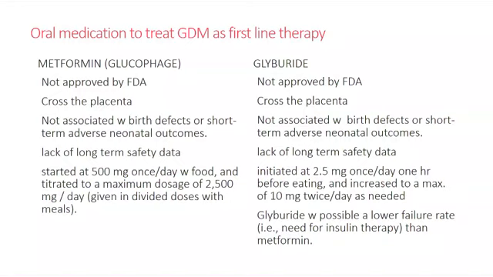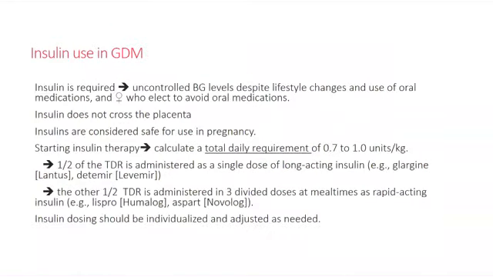And for glyburide, we start at 2.5 once per day, 1 hour before food, and increase to a maximum of 10 twice a day as needed. Glyburide will possibly have a lower failure rate than metformin. So with metformin there is more failure, more need to go to insulin. For insulin, it's used with uncontrolled blood sugar, despite oral medication, lifestyle and diet changes. It does not cross the placenta and is considered safe for use in pregnancy.